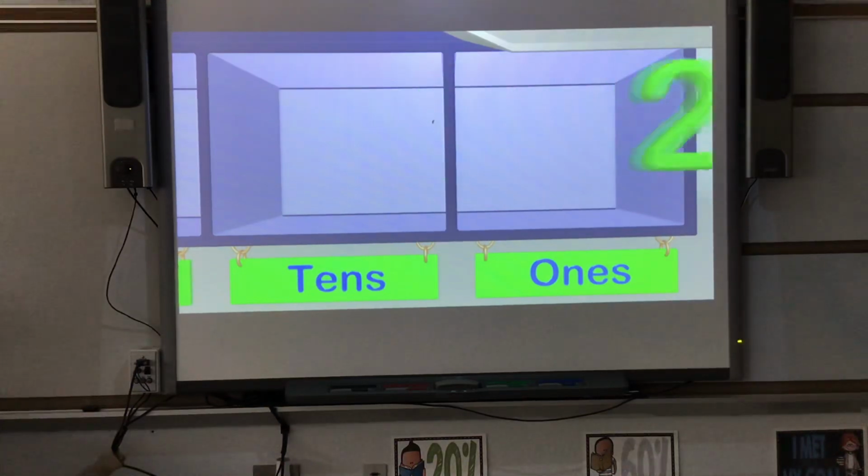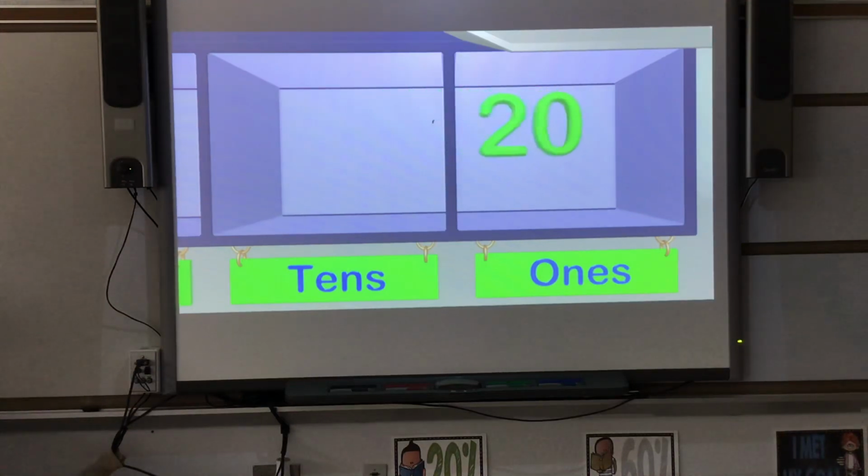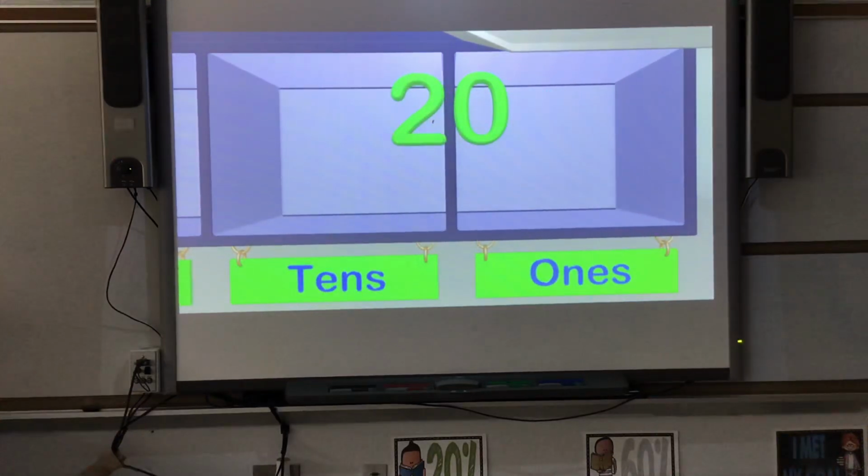Let's look at another number. This is the number 20. Can you tell me if this number has more than one digit? Yes, the number 20 has 2 digits because the 2 is a digit and the 0 is a digit. Uh-oh, we cannot put both numbers in the ones room. We have to split them into each place. This is still the number 20. We just have the 2 in the tens place and the 0 in the ones place.